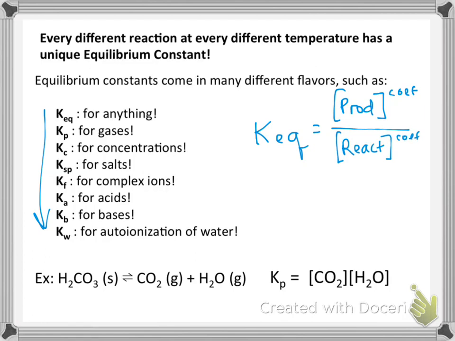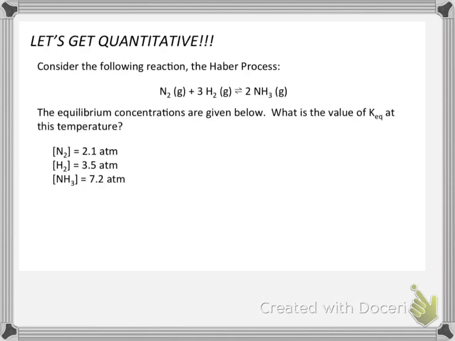And so we've talked a little bit about KP versus KC. KP just means that when we plug in numbers to our expression, they happen to be in ATM. KC would be the same expression, except we would plug in molarity. Okay, so don't let the subscripts trip you up too much, because they're all coming from the same relationship. Okay. Enough talking, let's do some problems.